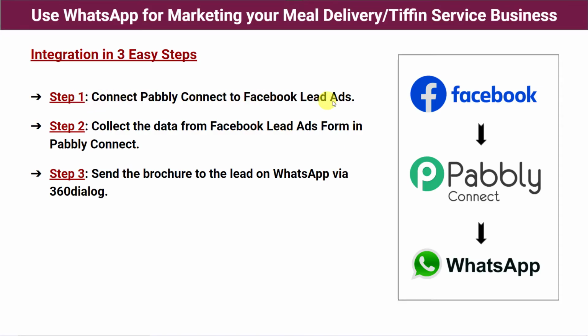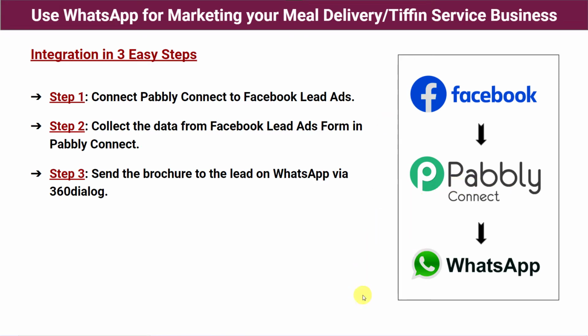Step 1. Connect Pabbly Connect to Facebook lead ads. So first we have to go to Pabbly Connect and we have to create an integration between Facebook and Pabbly Connect. Step 2. Collect the data from Facebook lead ads form in Pabbly Connect. So at step 2, Pabbly Connect is going to capture the data from Facebook lead ads form. Step 3. Send the brochure to the lead on WhatsApp via 360 dialog. So at step 3, whatever the data Pabbly Connect has captured from Facebook lead ad forms, the same data will be used and your meal delivery brochure will be sent on the WhatsApp number of the customers. And here we are going to use 360 dialog application for sending the messages on WhatsApp. So in this way, we are going to create an integration between Facebook and WhatsApp using Pabbly Connect.